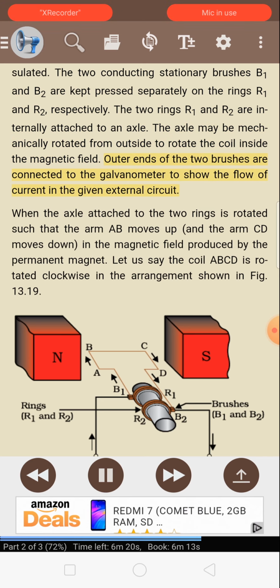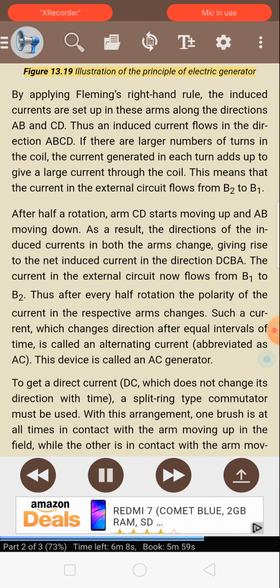Outer ends of the two brushes are connected to the galvanometer to show the flow of current in the given external circuit. When the axle attached to the two rings is rotated such that the arm AB moves up and the arm CD moves down in the magnetic field produced by the permanent magnet. Let us say the coil ABCD is rotated clockwise in the arrangement shown in figure 13.19. Figure 13.19 illustration of the principle of electric generator.